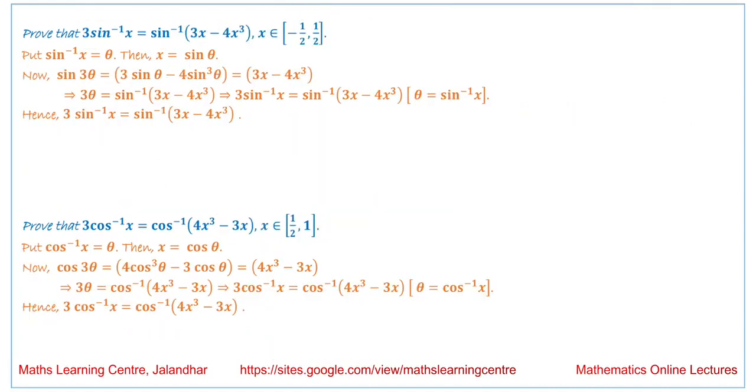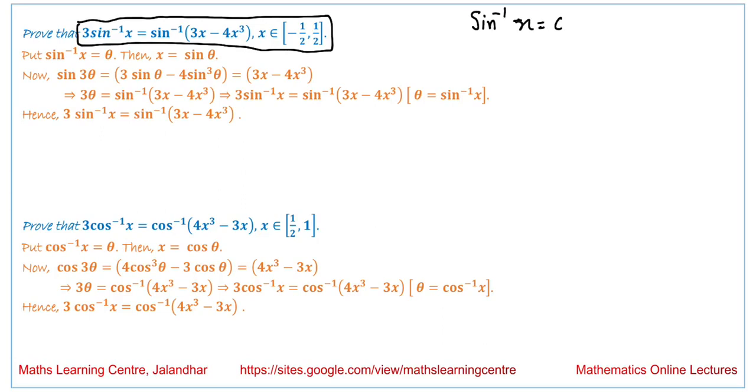Next we have to prove that 3 sine inverse x is equal to sine inverse of 3x minus 4x cube, where x belongs to the interval minus 1 by 2 to 1 by 2. So we solve it by using the formula. We write sine inverse x is equal to theta. So this implies that x is equal to sine theta. The answer we require is 3 times sine inverse x. So we write the formula of sine 3 theta, that is equal to 3 sine theta minus 4 sine cube theta.